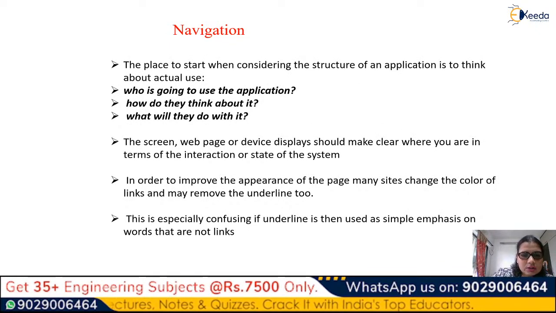So the navigation says that the place to start when considering the structure of an application is to think who is the actual user. Again and again the topics will appear, like who are your users, why do they need it, and so on. So currently what I'm talking about is who is going to use my system, who is going to use the application. It is not me, the designer. So the end users, and who are the end users? Maybe they are students or kids, and so on. So what do they think about it?